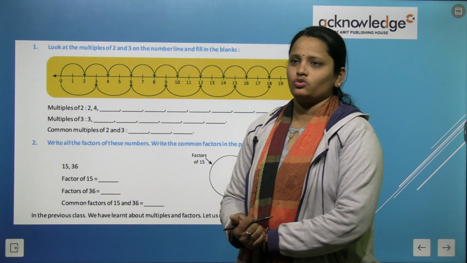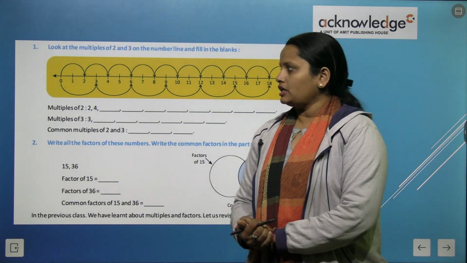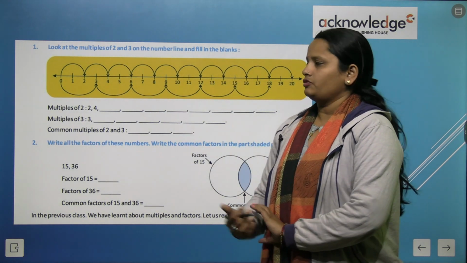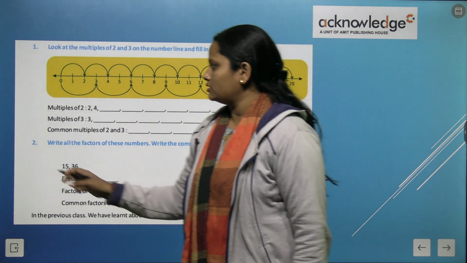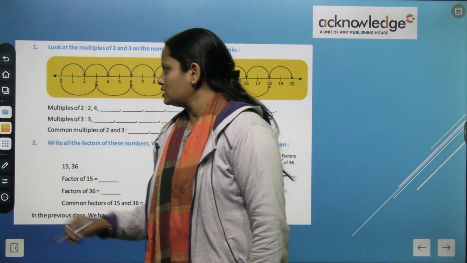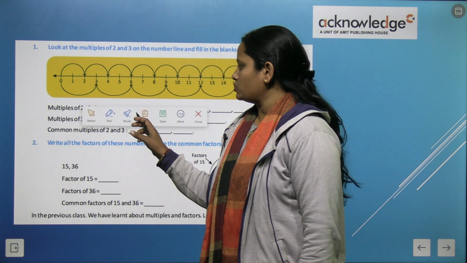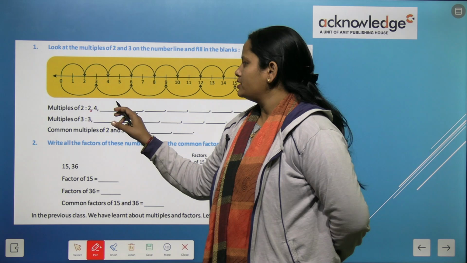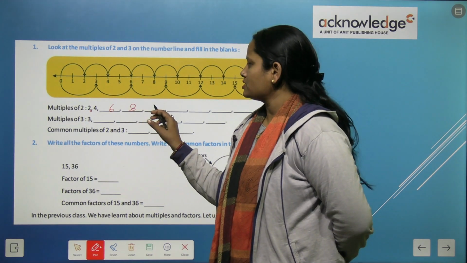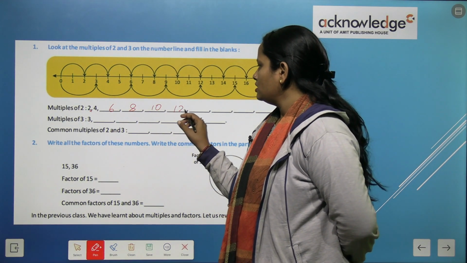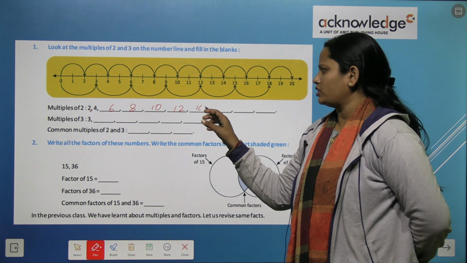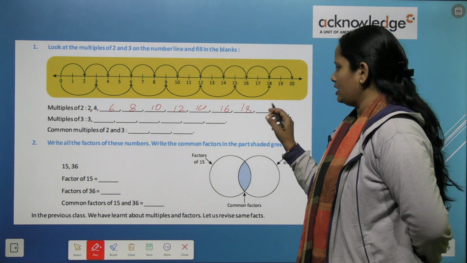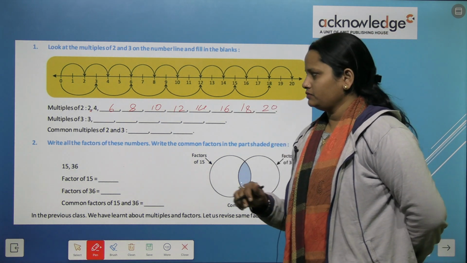Look at the multiples of 2 and 3 on the number line. यहाँ पे 2 के multiples ऊपर हैं और 3 के multiples नीचे दिए गए हैं. And you have to fill in the blanks. Blanks are given in front of you. You have to fill this. So let's see the multiples of 2 are: first is 2, next 4, 6, 8, 10, 12, 14, 16, 18 and 20.